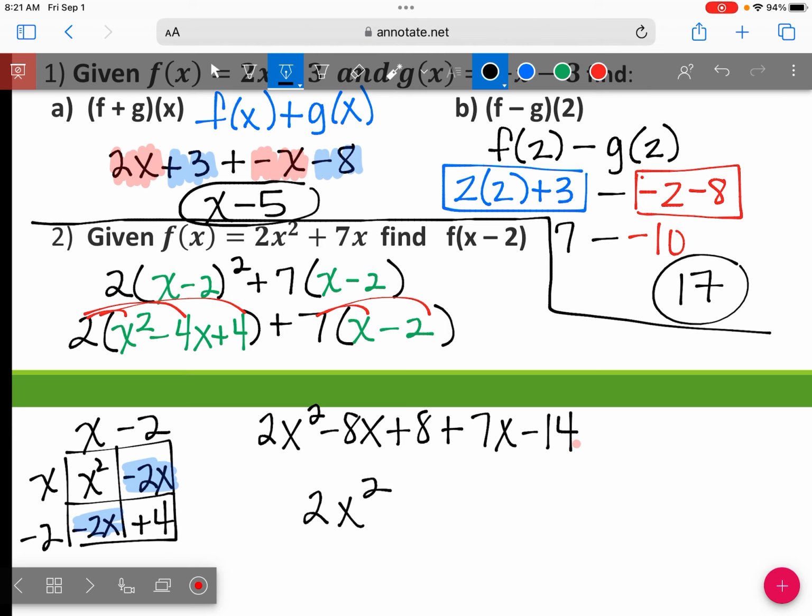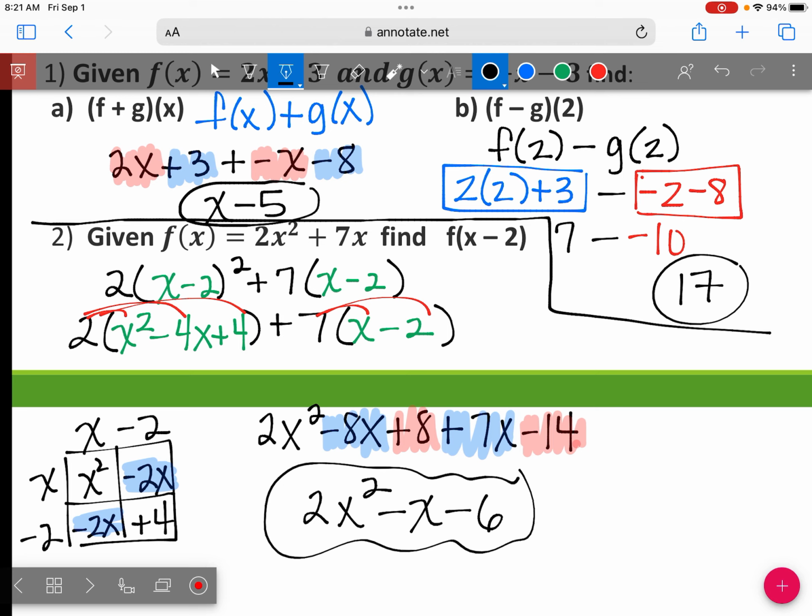So when you combine your like terms, that would be your x's and your constants. So that would be a negative x and a minus 6.